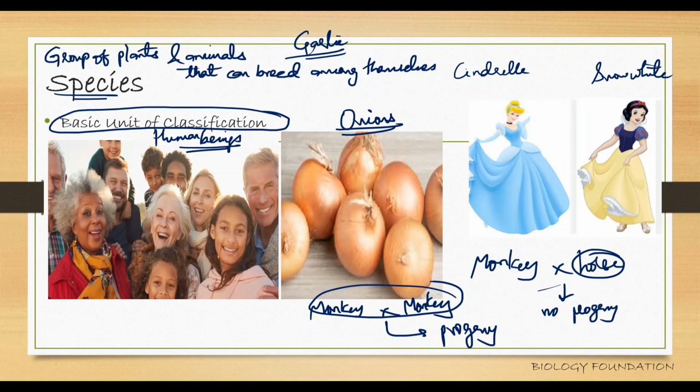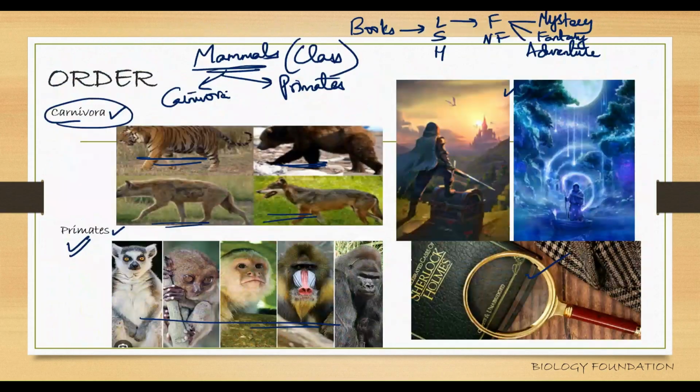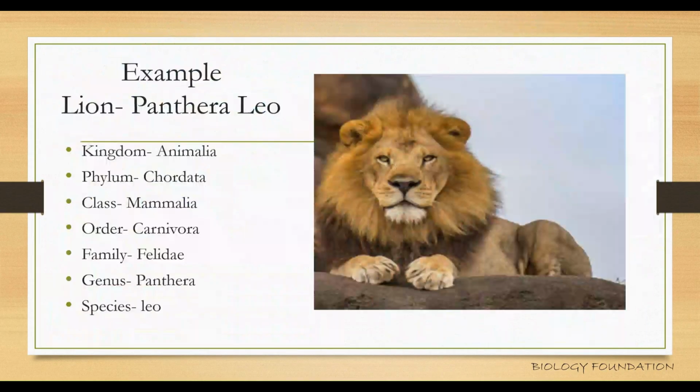Now different species are put under same genera if they share certain characteristics. In the same way, different genera are kept in a same class, different classes are kept in the same order. In that way it follows. What I'm trying to say is, just maybe with an example you'll understand. Let's take an example of lion.